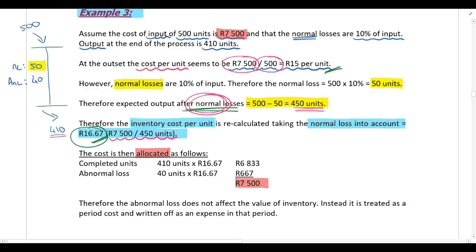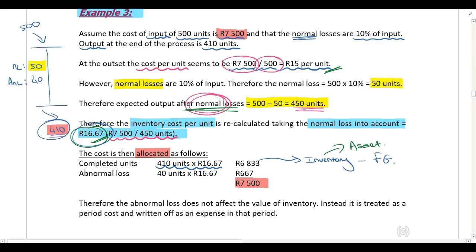Okay, and then what we can do, guys, is we know we have a cost of 7,500 Rand. So let's allocate that cost. First, what should be sitting in completed units or finished goods? So this is my inventory. My finished goods inventory, my completed units. How many units did I complete in the period? 410 units. What should I value those inventory units at? 16 Rand 67 because normal losses must be taken into account. Work out the value of your finished goods. That goes to inventory, which remember is treated as an asset.